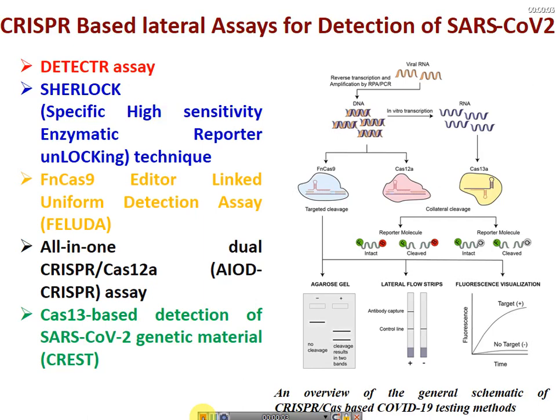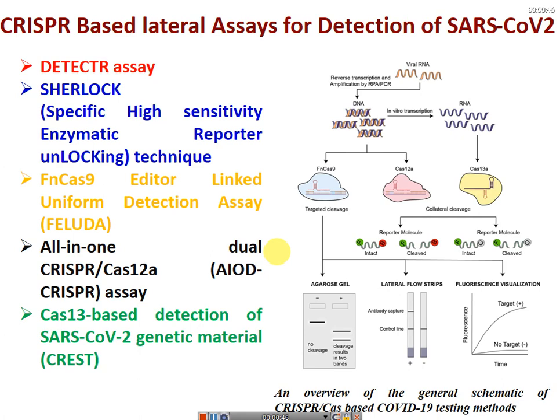Hello viewers, in this video we are going to learn about different CRISPR based lateral assays for detection of SARS-CoV-2. There are several CRISPR based lateral assays nowadays available for detection of infectious diseases including SARS-CoV-2. There are several assays being developed based on CRISPR that can be used to detect SARS-CoV-2 infection as well with great sensitivity.